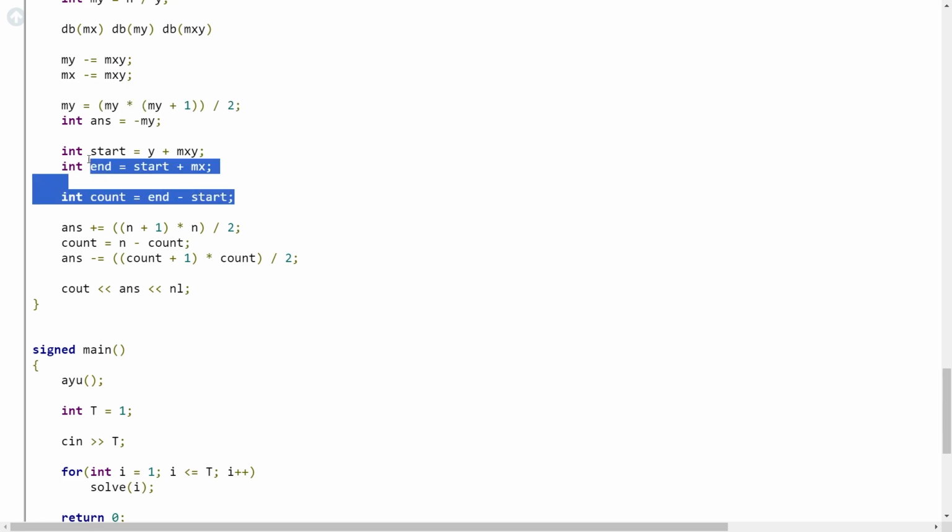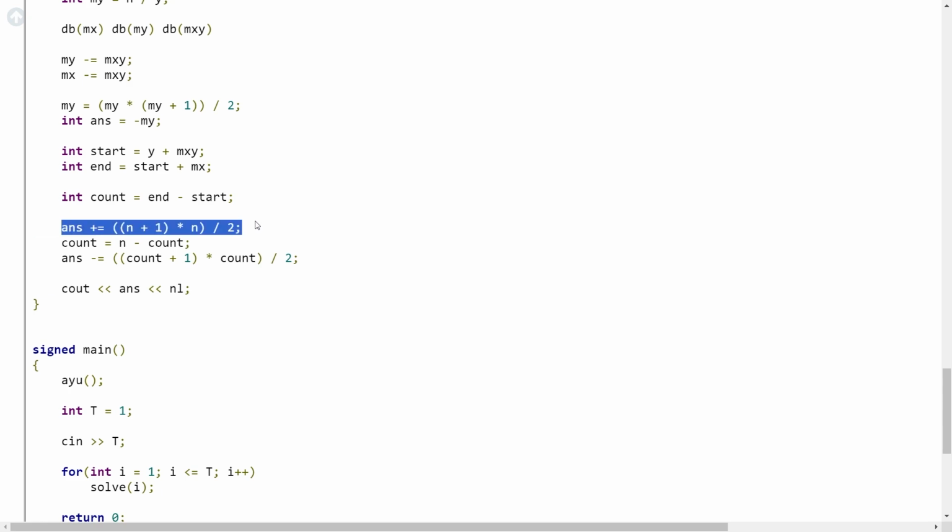So you can safely ignore this calculation. I was thinking something else during the contest and I just complicated it a bit. But what you can do is, first of all, you can add this particular value to your answer, that is n into n plus 1 by 2. Now let's say you want to take the last 3 values. So your count here will be equal to n minus m_x, right? So m_x is the number of values that you want to take for x. So instead of writing count is equal to n minus count, you can write m_x is equal to n minus m_x, and then you can subtract m_x plus 1 into m_x by 2 from the answer value.